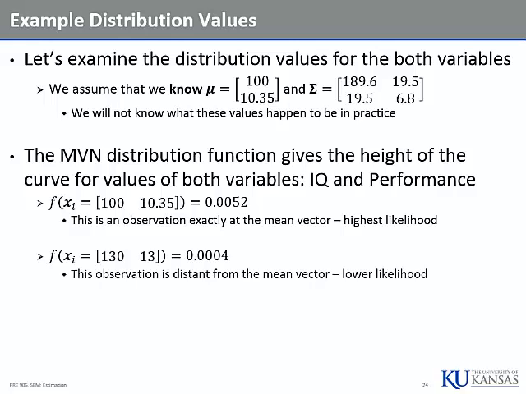If we saw a person whose value was an IQ of 100 and a performance of 10.35, their height would be 0.0052. Note, they're right at the mean vector, so they are at the peak. They're going to be the most likely value to have happened. Whereas somebody who has a value of 130 for IQ and a 13 for job performance would have a likelihood of 0.0004, which means they're less likely to happen. That's all there is to it in terms of plugging in numbers.